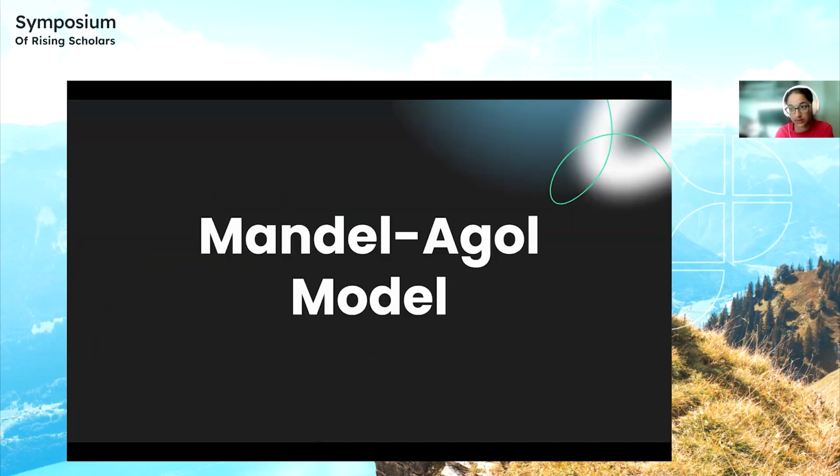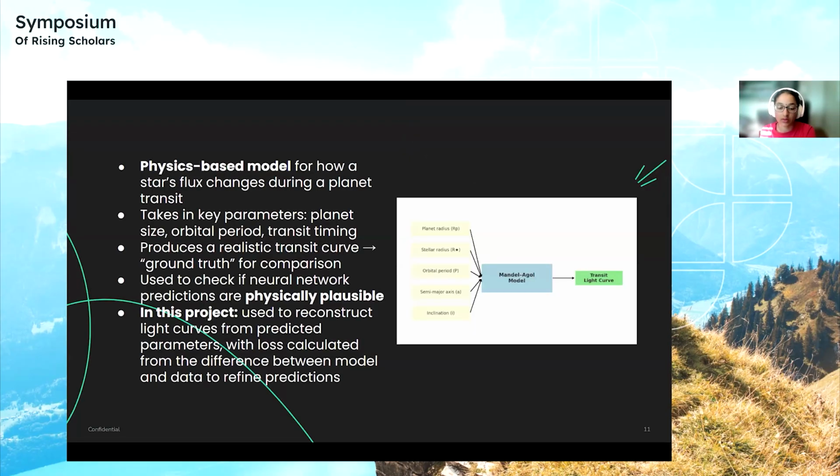So another important piece of my project is the Mandel-Eagle model. So this is a physics-based model that generates the exact shape of a transit light curve given planetary parameters, things like orbital period, planetary radius, and semi-major axis. So in my pipeline, I use Mandel-Eagle as the reference point. My machine learning model predicts planetary parameters, which I then feed into Mandel-Eagle to reconstruct a light curve. The loss is calculated by comparing that reconstructed light curve to the original data, which ensures that the predictions remain physically realistic.